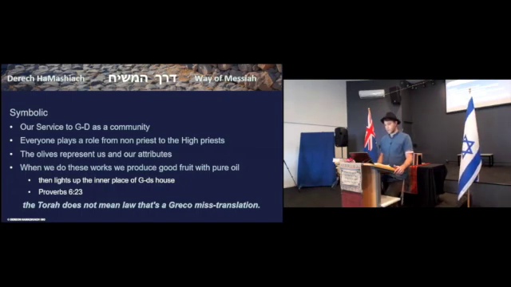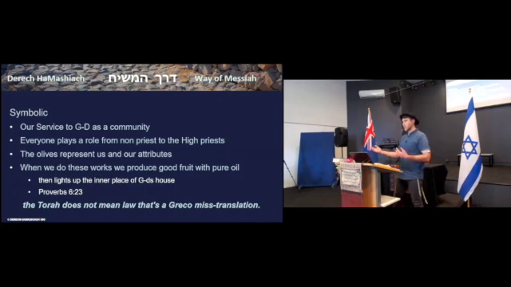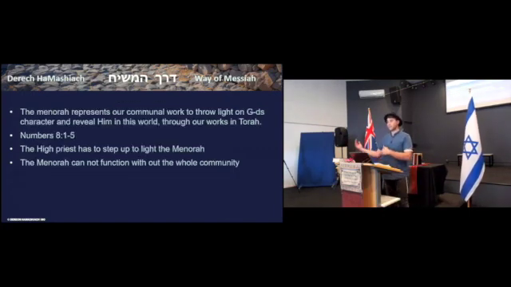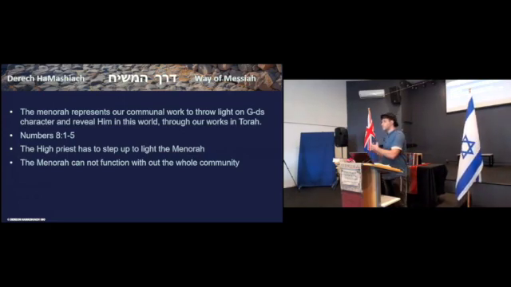So the menorah represents our communal work to throw light on God's character and reveal him in this world through our works in Torah. It's not just a light to our feet, but to others. When people look at God, they see our community illuminating the characteristics of Hashem. That's why it's meant to be in the inner place towards where God physically dwells in the house that he built for us, right? This community of living stones forms a living temple whose good works and attributes light up God for people who can't see him.